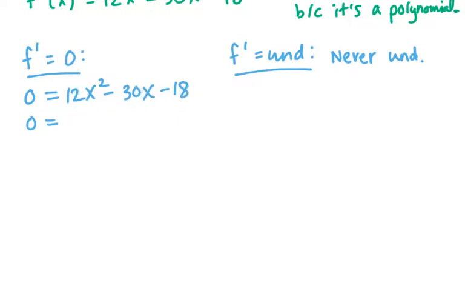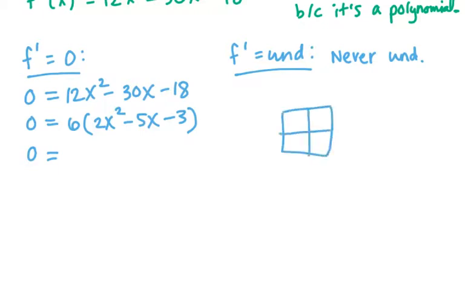So 12, 30, and 18 are all divisible by 6. So 2x squared minus 5x minus 3. And you can factor this however you like. I like to do a little square area model here. A lot of you don't like this, but you're wrong. So I'm going to put 2x squared minus 3, and it needs to multiply to negative 6, and it needs to add to negative 5. Oh gosh, I always do this one wrong. Okay, so if it multiplies to a negative, they have to have different signs.